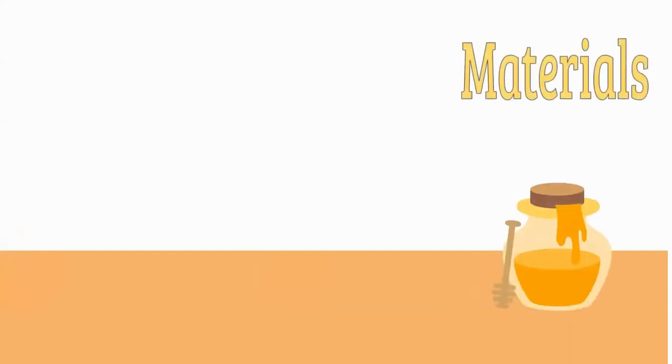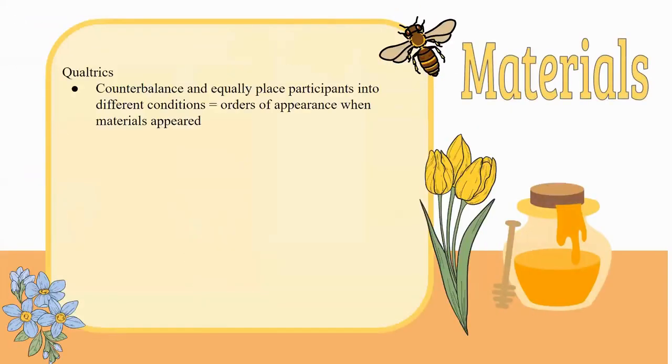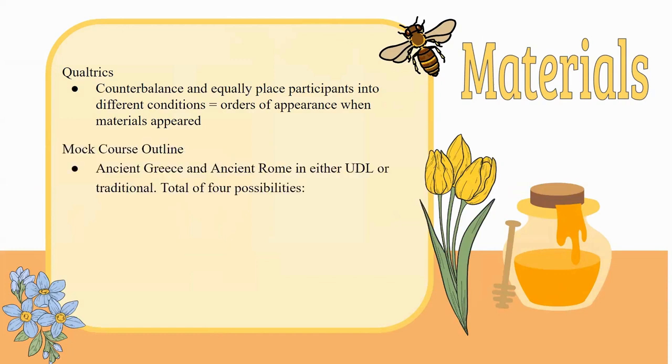Qualtrics was used because it allowed this study to counterbalance and equally place participants into different conditions based on order of appearance when materials were shown. Mock course outlines were given where students saw 2 ancient history courses, one UDL and one traditional, that were either on ancient Greece or ancient Rome.